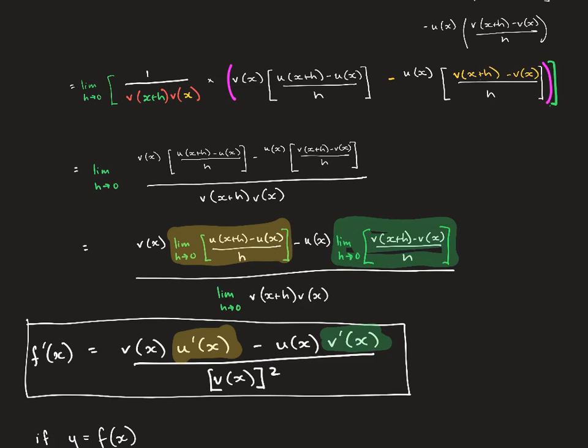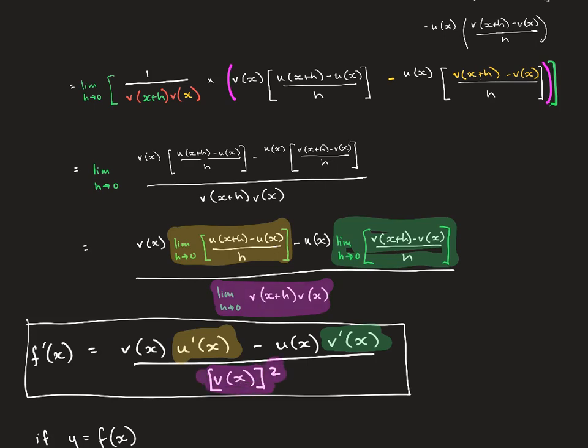And then finally I apply my limit to the denominator, and so I get the limit as h approaches 0 of v of x plus h times v of x. Now as h approaches 0, v of x plus h approaches v of x. So what I've got here is v of x, when you evaluate it, times v of x. So this bit here is just v of x squared.